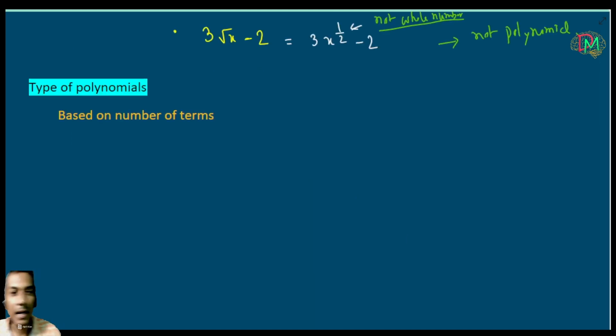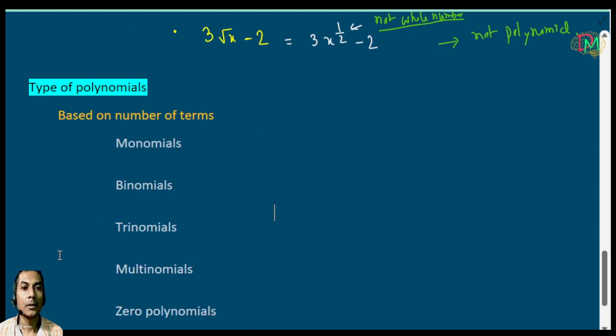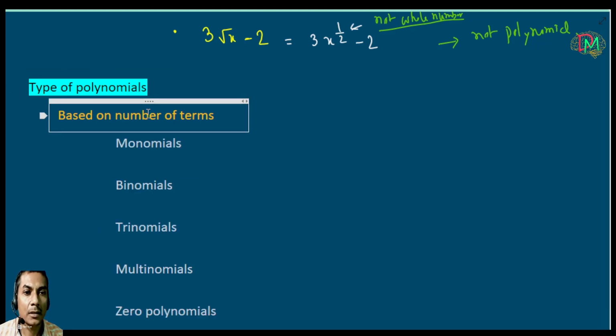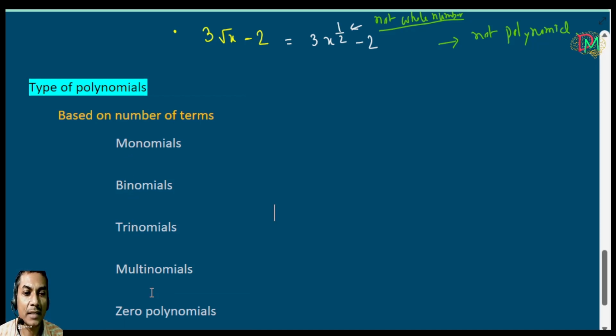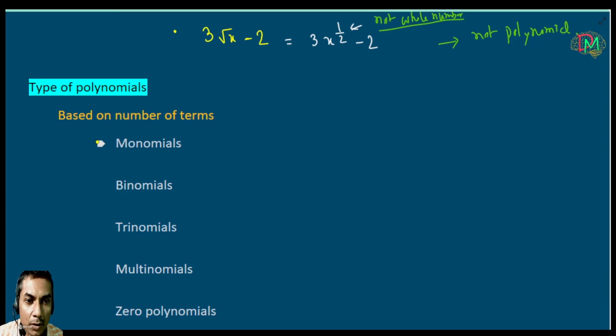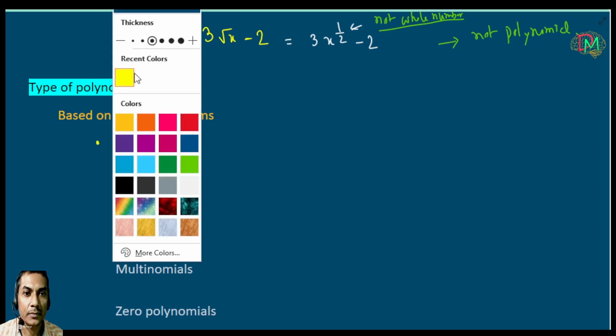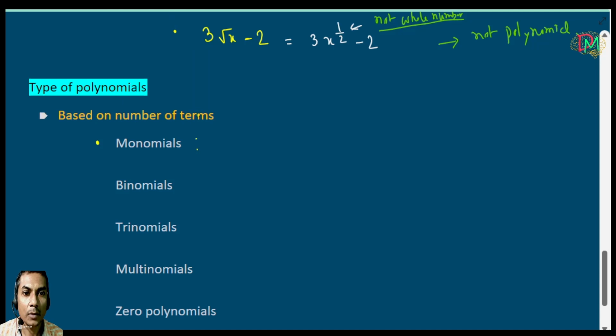Next we learn the types of polynomials. Polynomials are classified based on the number of terms. A polynomial can be classified as monomial, binomial, trinomial, multinomial, and the zero polynomial. So what are those? Let's take one or two examples each. First is monomial. A monomial means having only one term. Clear? Having only one term.